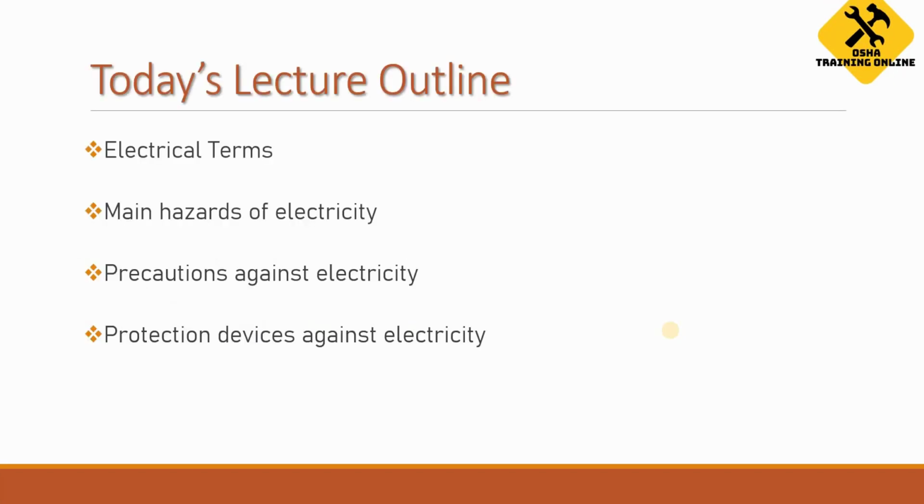Our lecture outline today is electrical terms, main hazards of electricity, precautions against electricity, and then protection devices against electricity. Electrical operations are very common in every kind of industry. Without electrical operations, some work can't be done. So electrical operation can't be avoided, but the hazards involved with electricity are really huge and can cause fatalities or death. But first we have to understand what electricity is, some electrical terms, then its hazards, how we can protect ourselves and the workers from it, and then some of the protection devices which are commonly used in industry.